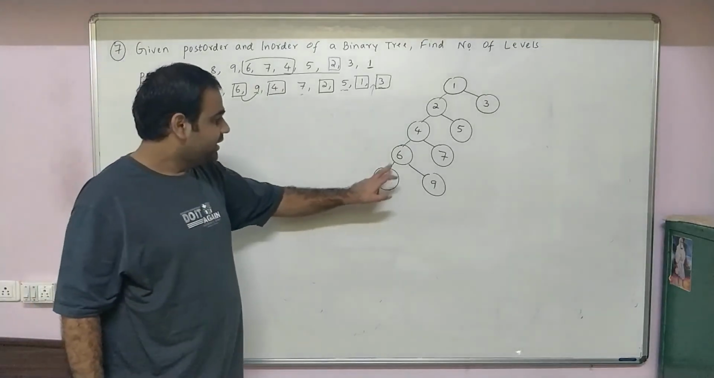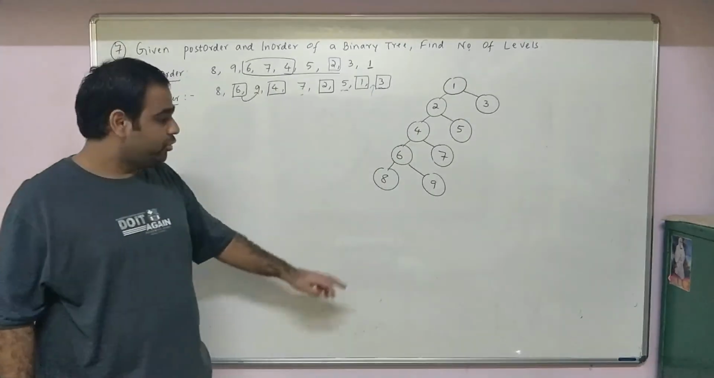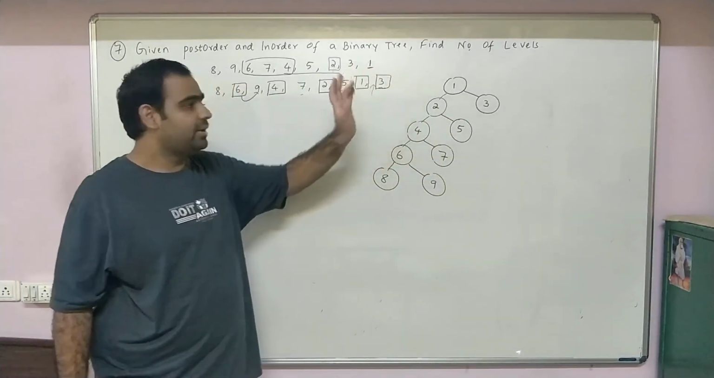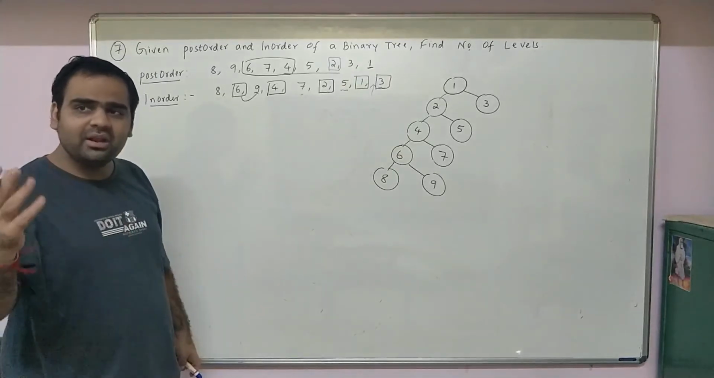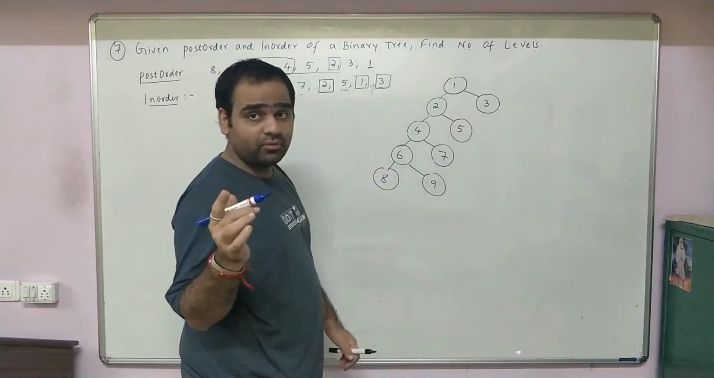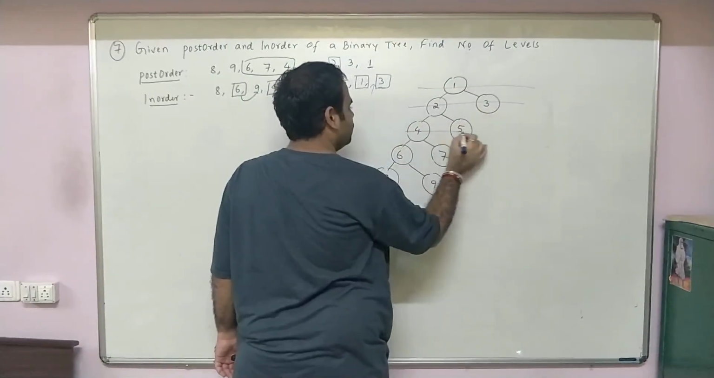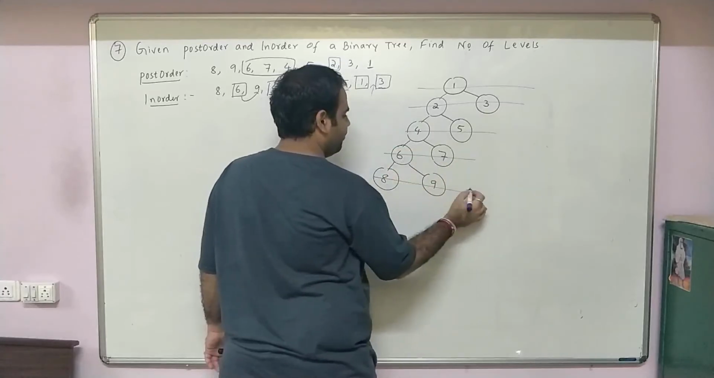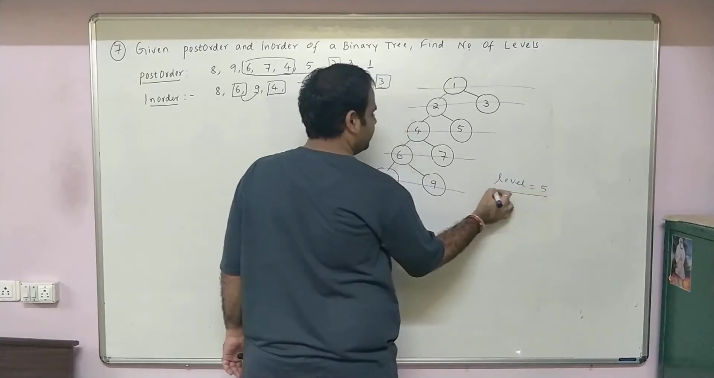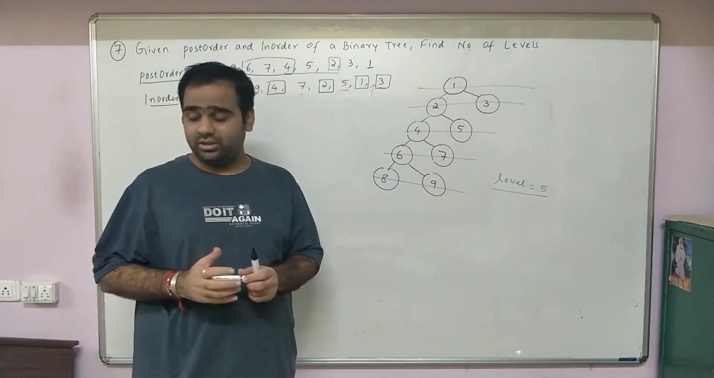Now you take the in-order traversal. What is the in-order traversal? 8, 6, 9, 4, 7, 2, 5, 1, 3, and you take the post order traversal, it is 8, 9, 6, 7, 4, 5, 2, 3, 1. Is that okay? And how many levels are there? That's very simple. He has asked the number of levels. Okay. First 1, 2, 3, 4, 5. Therefore, the number of levels is equal to 5. Hence, 5 is the answer.